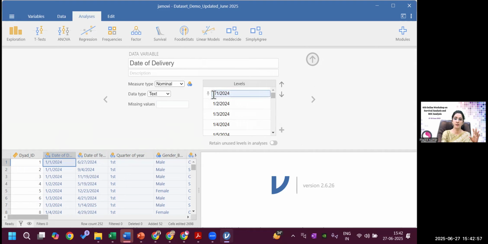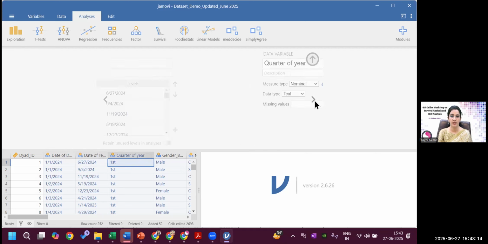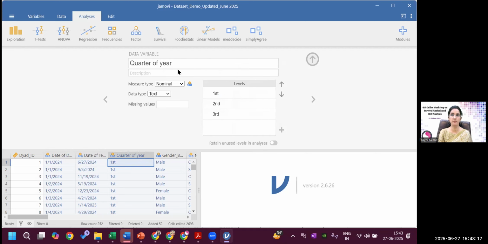This one is your month. This middle one is your day, and this is your year. This is not like a format of day, month, and year. It is month, day, and year. And then it is your date of termination of breastfeeding. And then it is the quarter of year. Means if I divide this 1 year in 3 quarters, assuming in which quarter it is appearing, if I have to check for the secular trend, I have divided this into the 3 quarters.